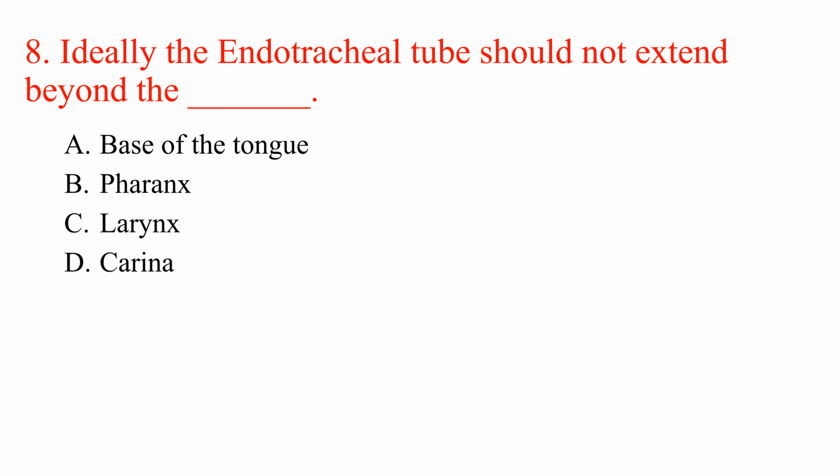Number 8. Ideally the endotracheal tube should not extend beyond the dash. A. Base of the tongue, B. Pharynx, C. Larynx, D. Carina. The answer is D, that is carina.